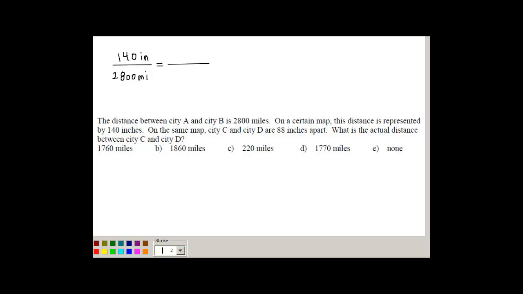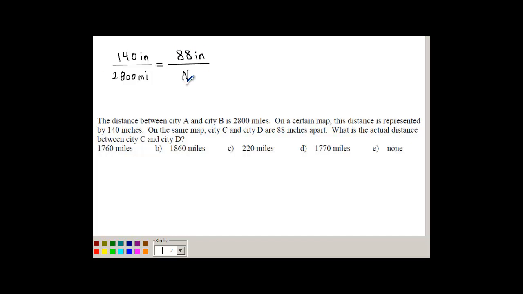Okay, how do you set up the proportion here for the right hand side? For the right-hand side, the distance in miles isn't determined, so there will be an X on the denominator, and it'll be 88 inches over a number. Okay, good job. This is how you set up the proportion.